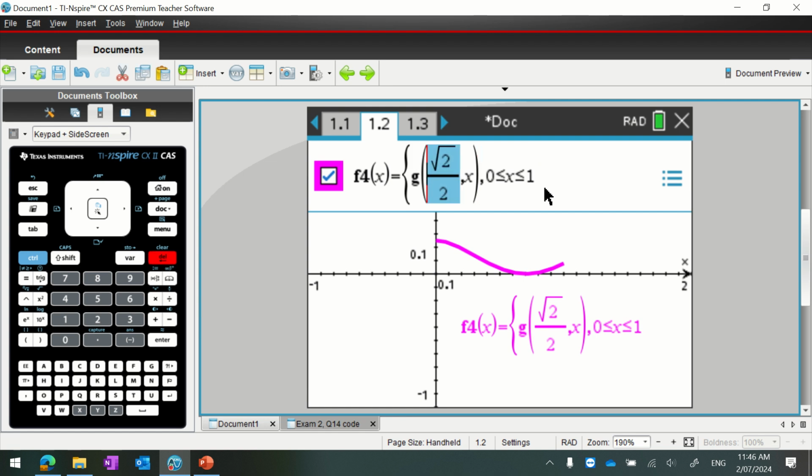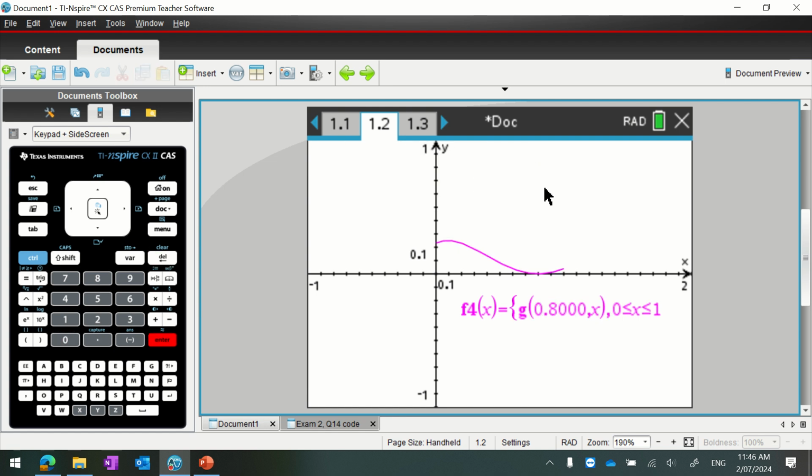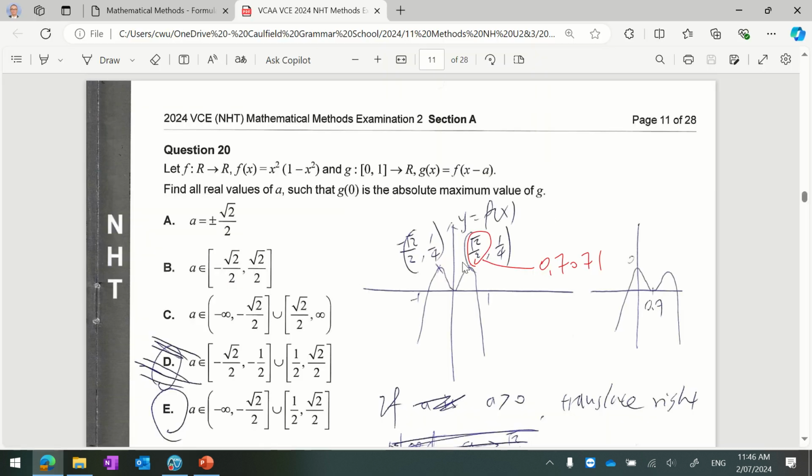And I can keep going, right? Let me keep trying to increase a value, 0.8. And now see, that is not the absolute maximum anymore, because the local maximum is over here now. And you can see this if you know what the translation is doing. If a is positive, it's shifted to the right. So once the local maximum here comes to the y-axis, and you keep moving to the right, you're looking at this part of the graph here.